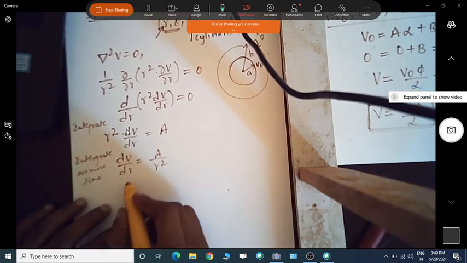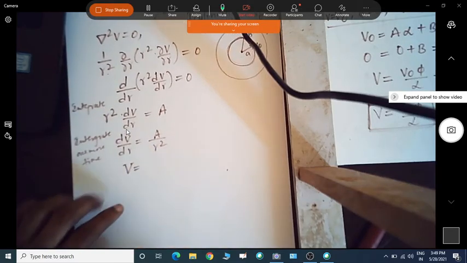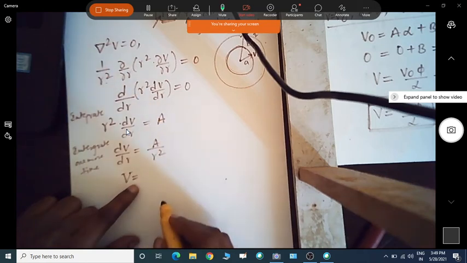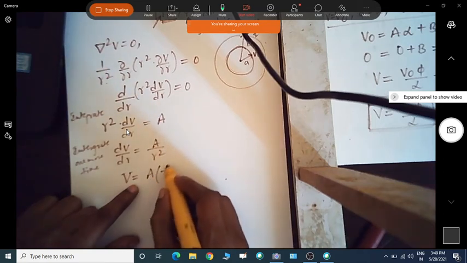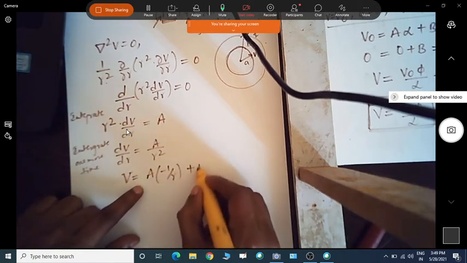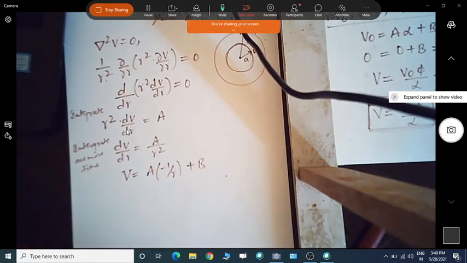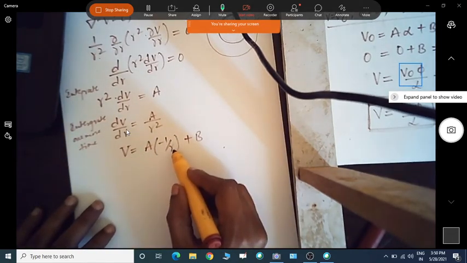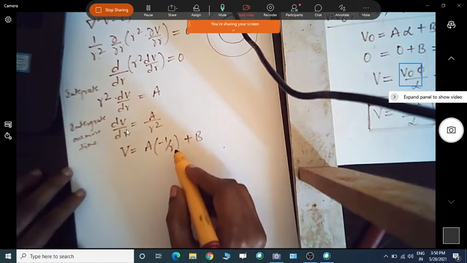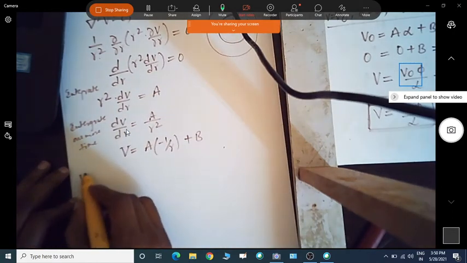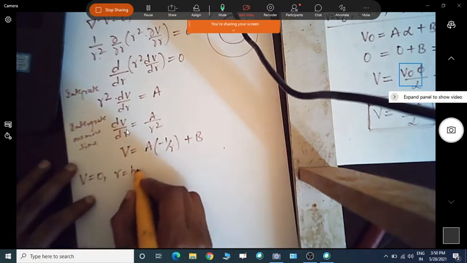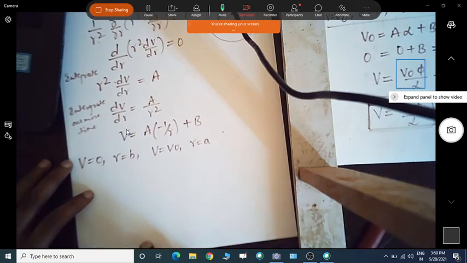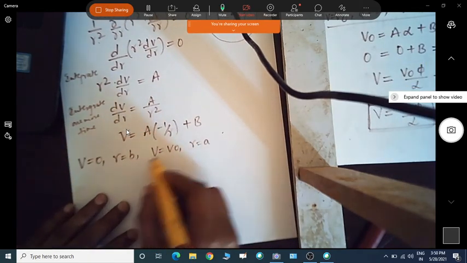So you will get the solution for V in terms of constants of integration. If I integrate 1 over r square with respect to r, you get a into minus 1 over r plus the constant of integration b. This is the solution for the potential function varying with respect to r. Now we can take the boundary conditions. Let us take V equal to 0 when r equal to b, and V equal to V naught when r equal to a.